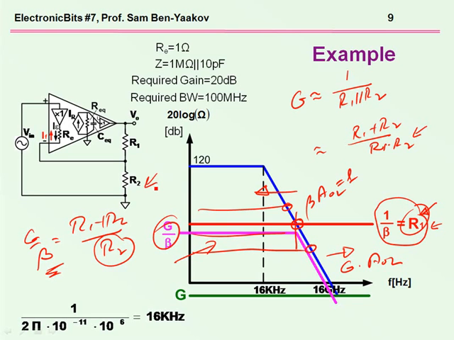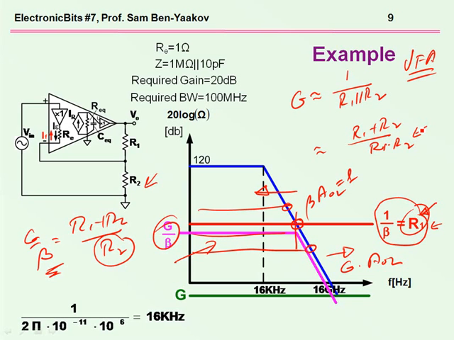This is entirely different from the case of the voltage feedback amplifier, in which case both G and beta are interdependent, and you cannot decide or select them apart.